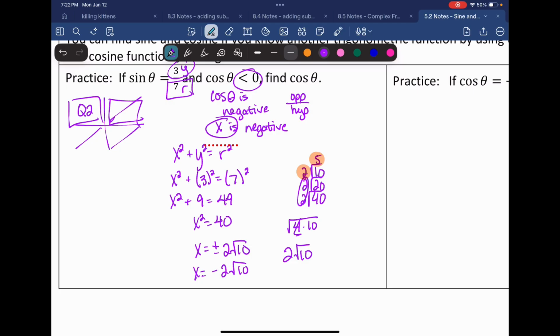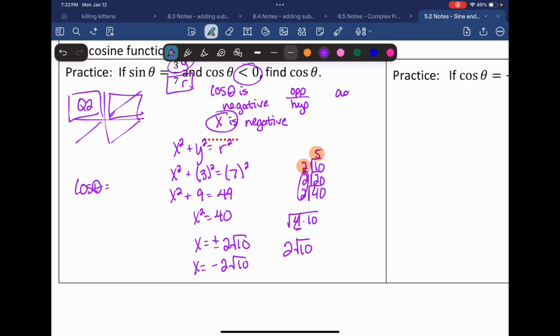All right, so cosine theta equals adjacent over hypotenuse. So that is x over radius. Well, x is negative 2 root 10. Radius is 7.